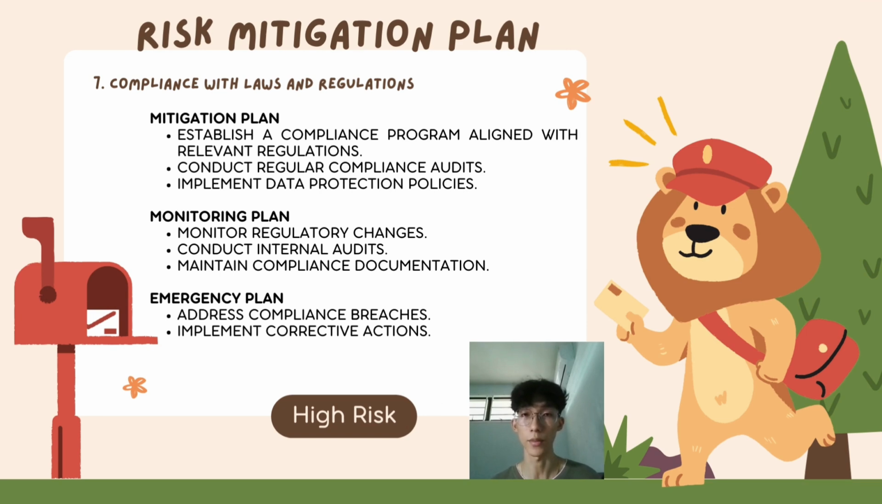Seven, which is the last high risk, compliance with laws and regulations. Compliance with legal and regulatory requirements is crucial to avoid penalties, legal actions, and reputational damage that can arise from non-compliance.